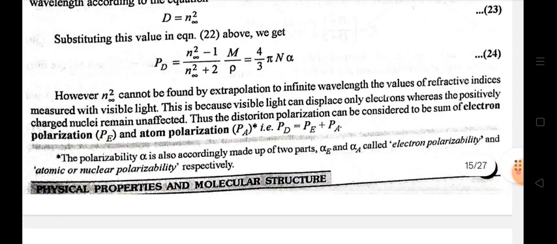Where n infinity square cannot be found by extrapolation to infinite wavelength, the value of refractive index is measured with visible light. This is because visible light can displace only electrons, whereas the positively charged nuclei remain unaffected. Thus, the distortion polarization can be considered to be the sum of electron polarization Pe and atom polarization Pa, that is Pd is equal to Pe plus Pa. Thus, polarizability alpha is also accordingly made up of two parts, alpha E and alpha A, called electron polarizability and the atomic or nuclear polarizability respectively.